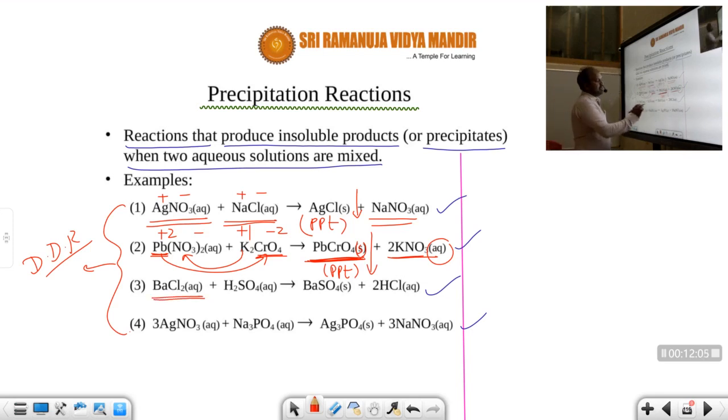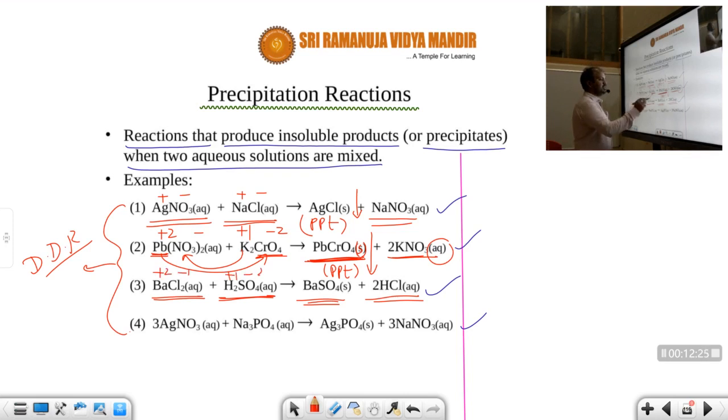After that, barium chloride reacts with sulfuric acid to form barium sulfate and hydrochloric acid. So barium chloride is reacted with sulfuric acid to produce barium sulfate and hydrochloric acid. Here also, which reaction takes place?